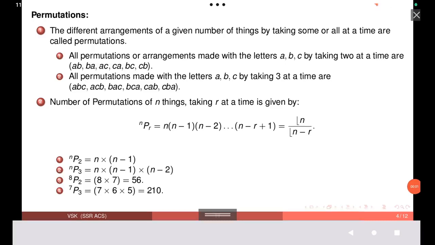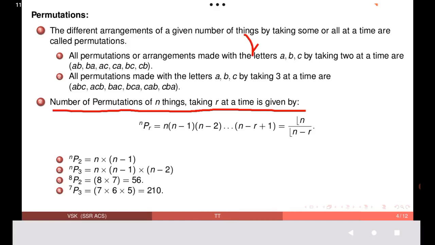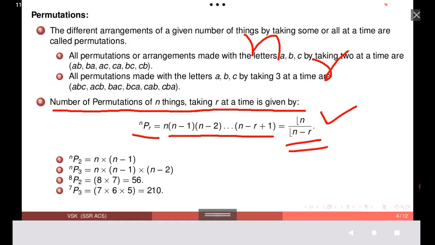Now let us see the definition of the number of permutations of n things taking r at a time. There are total n objects and out of these we have to take r objects. So how many possible arrangements will be there? That is denoted by nPr. And its definition is n into n minus 1 into n minus 2 up to n minus r plus 1. And that will be the same as factorial n upon factorial n minus r.